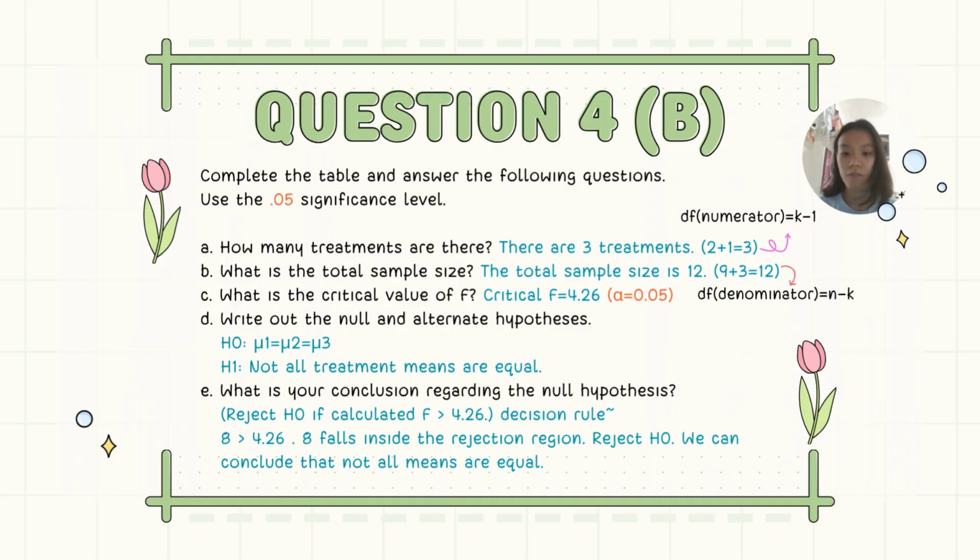So for E, what is your conclusion? For my conclusion, we need to formulate the decision rule first. It will be reject H0 if the calculated F is greater than our critical F of 4.26. So 8 is greater than 4.26, and F falls inside the rejection region. Reject H0, and we can conclude that not all the means are equal.